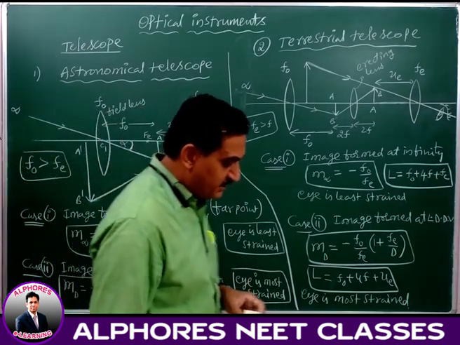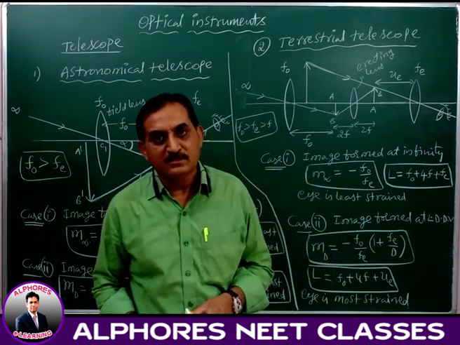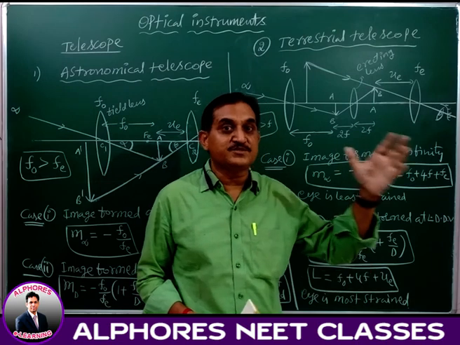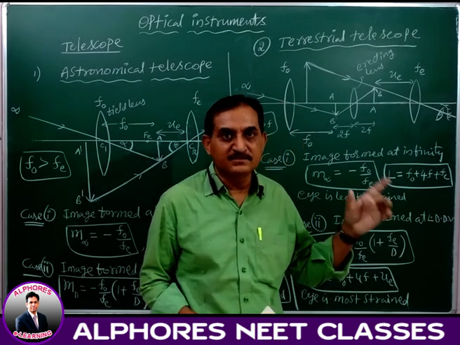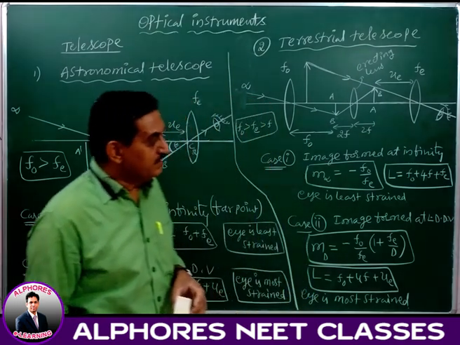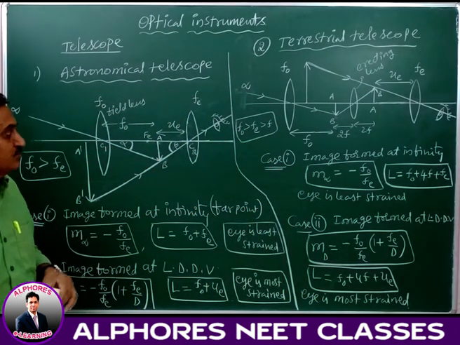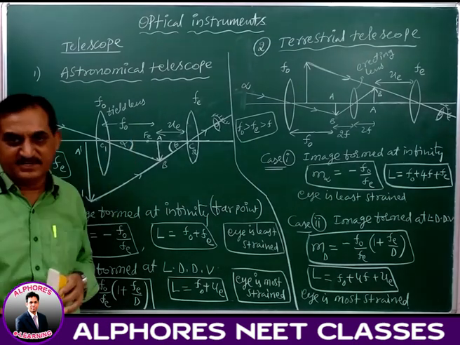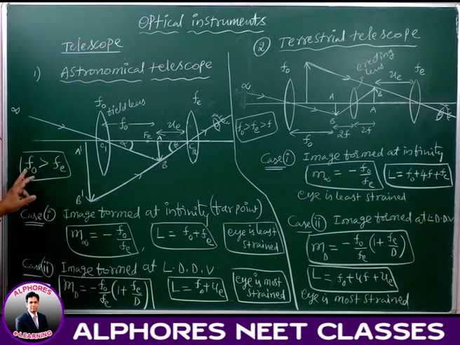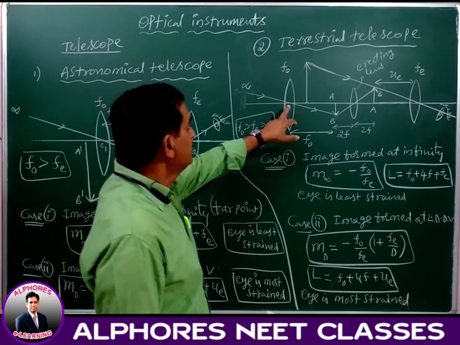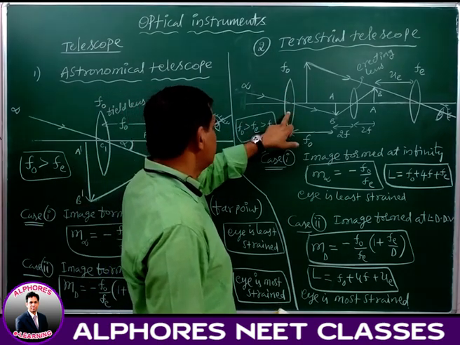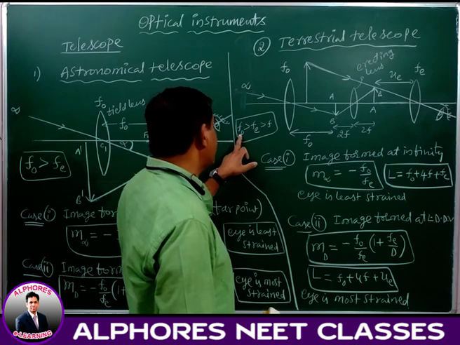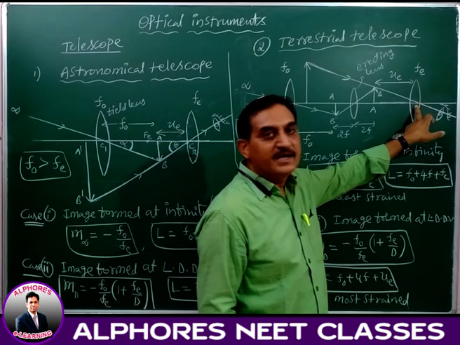Now let us go to the terrestrial telescope. A terrestrial telescope is a device which can be used to see distant objects which are on the surface of Earth. So only one point will be different between astronomical and terrestrial. Again here the condition: the objective lens has greater aperture and greater focal length compared to the eyepiece. Here also the objective lens or field lens has greater aperture and greater focal length compared to the eye lens.